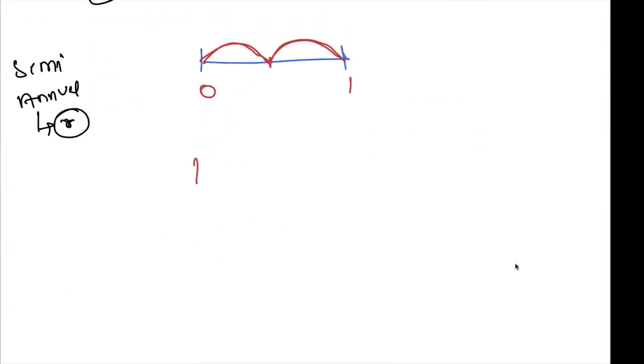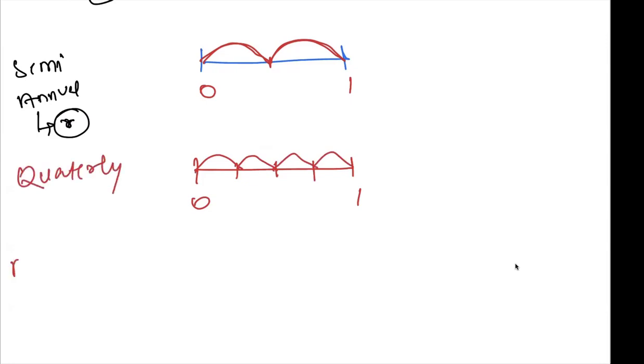Similarly, quarterly compounding means what? Four times in a year, right? This is quarterly. This is monthly. Monthly means what?